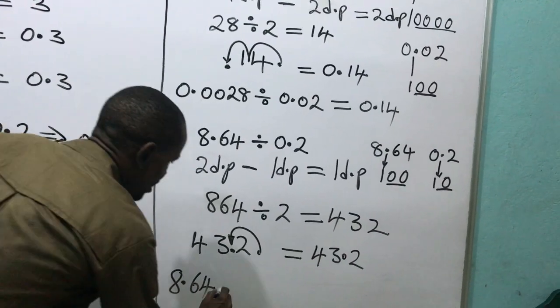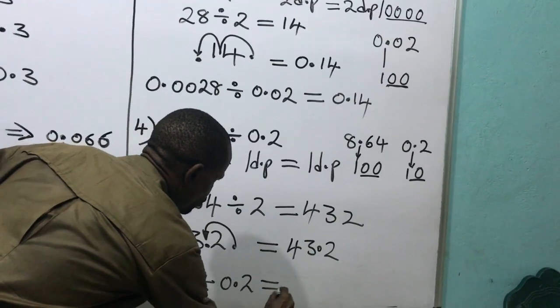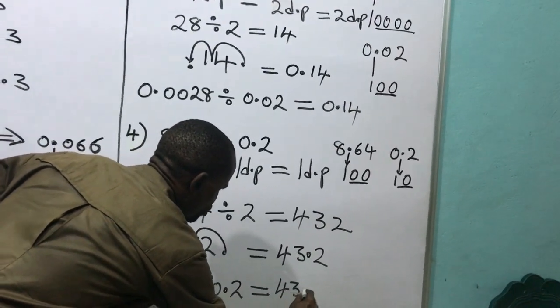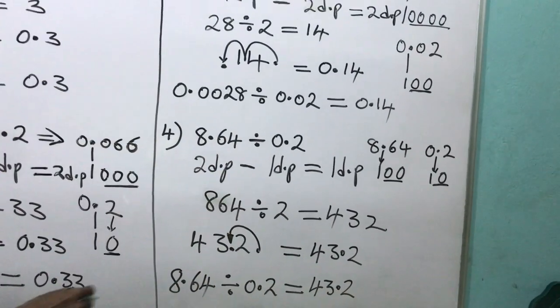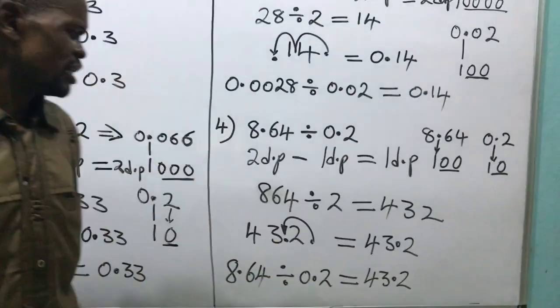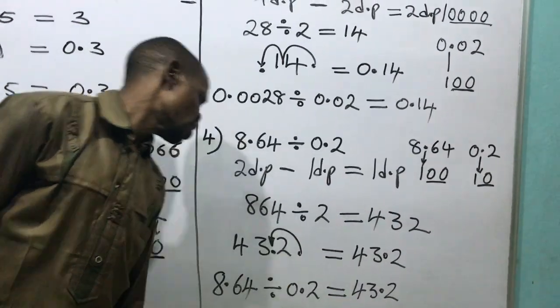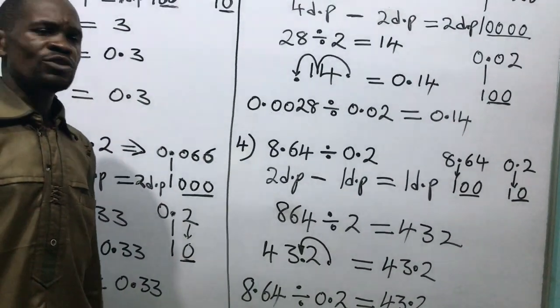8.64 divided by what? 0.12 is going to give us what? 43.2 as our answer. And that's what we have here. That's going to give us this. This divided by this will give me 43.2. Then let's go to the next question.